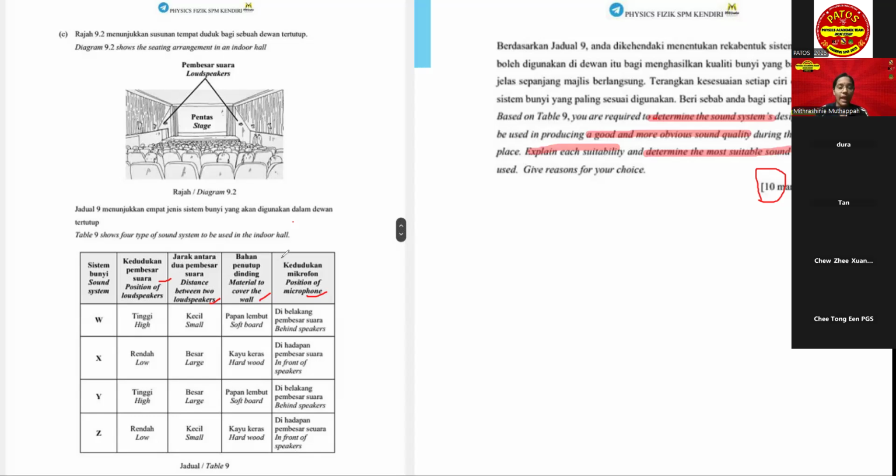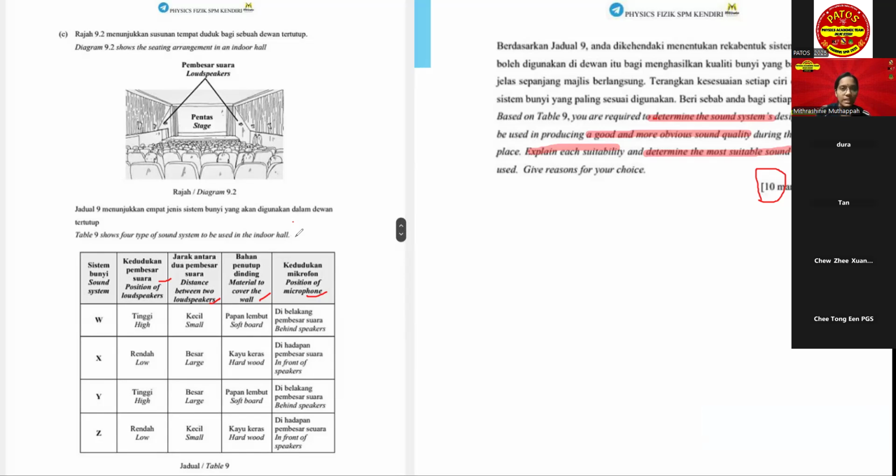There is one difficulty that we can face when answering this question. We might go blank when we're looking at this table. We will be like, oh my god, I don't know what to do right now, because you don't know which one to choose. There are four choices and four characteristics. You have to choose one from it, and you have to determine the reason also.